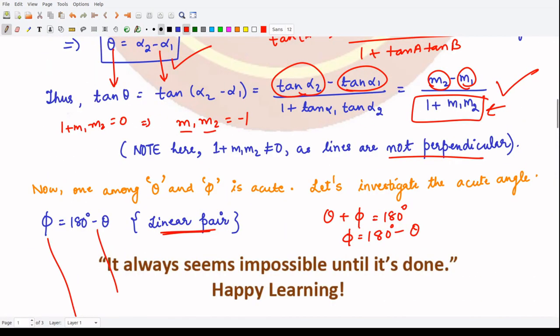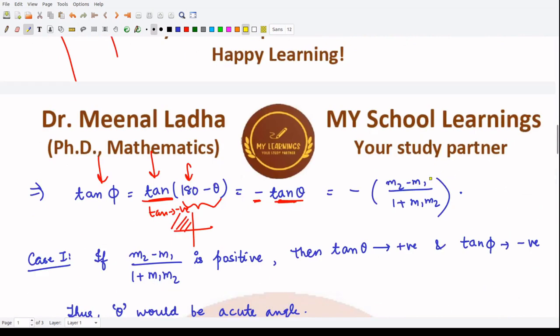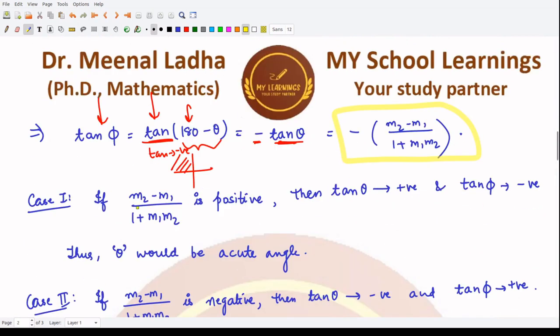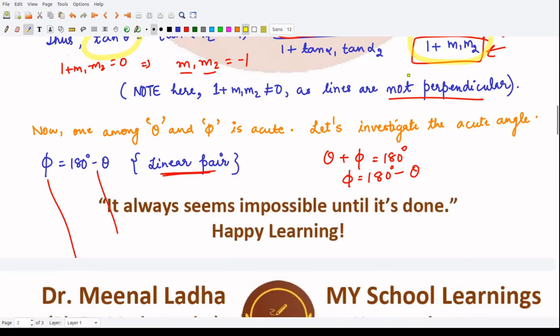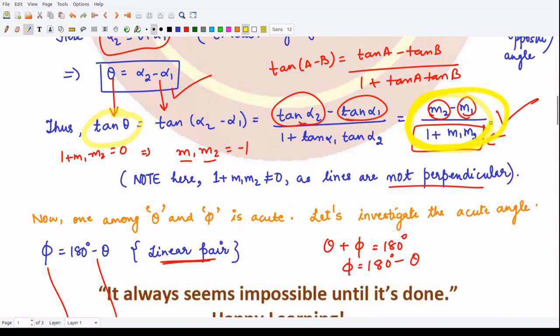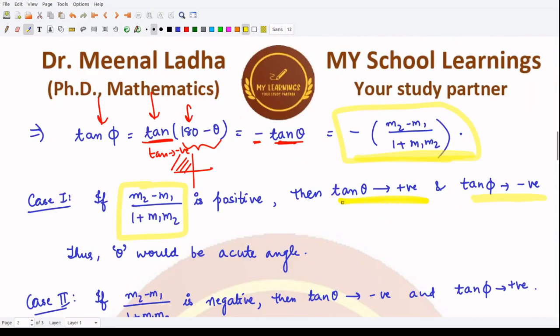From here, you know the value of tan theta. It is equal to m2 minus m1 divided by 1 plus m1 m2. So we have substituted this value. Now, what if this quantity is positive? If this is positive, then tan phi is negative, correct? And your tan theta is positive. Hence, this is what I have written.